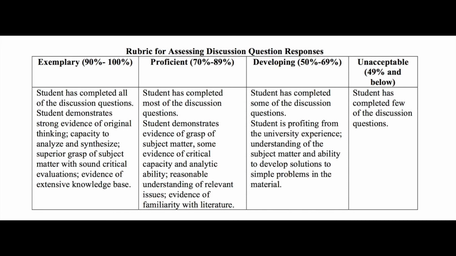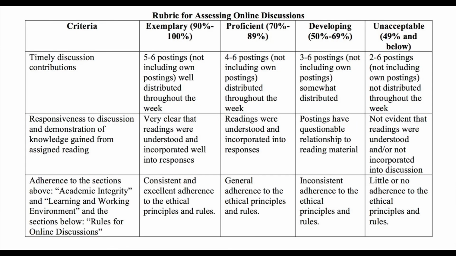Here's the rubric for assessing discussion question responses. To receive an exemplary, that is a high A or 90 to 100%, the student has to have completed all of the discussion questions. The student should demonstrate strong evidence of original and critical thinking. The student should have a capacity to analyze and synthesize, as well as show evidence of an extensive knowledge base.